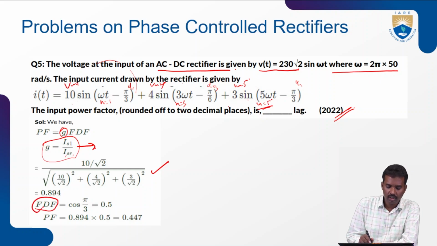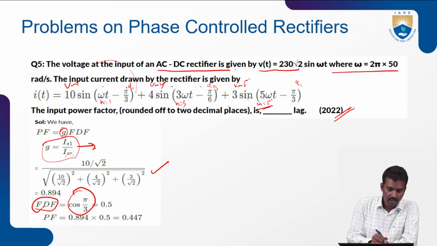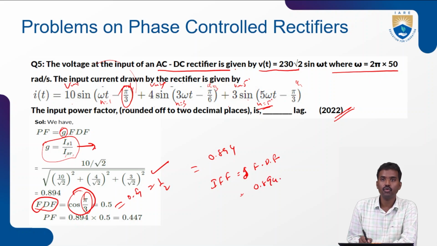Now how do we calculate this? cos of pi by 3 for the fundamental, that equals 0.5, which is 1 by 2. Here we got G as 0.894. Input power factor equals G into the fundamental displacement factor, so that equals 0.894 into 1 by 2, which equals 0.447. This much value.